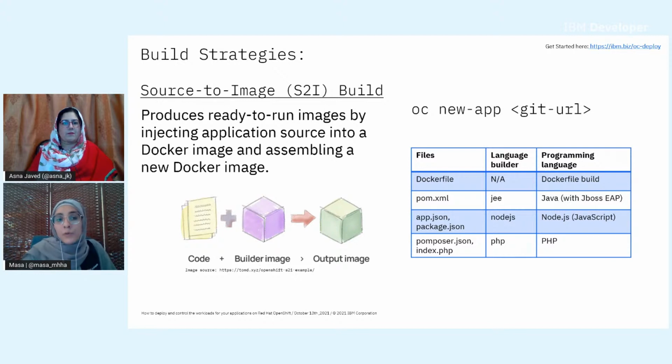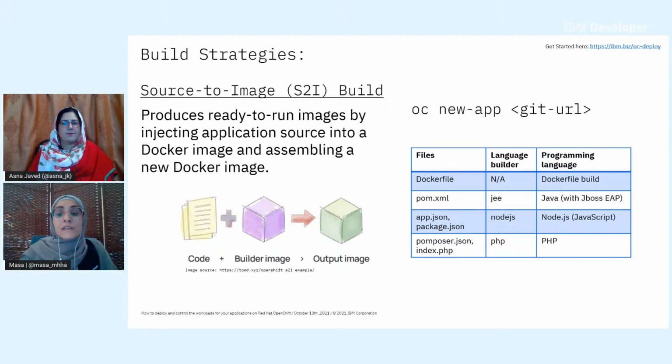When you want to go with the build with the source to image strategy, you would be using the new app command and then providing the Git URL of it. There are also other parameters such as the name of it, if there is a specific directory where your application resides, and so on.